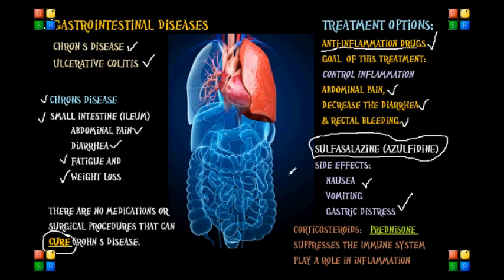Now, corticosteroids such as prednisone can also be given to our patient. In relation to Crohn's, corticosteroids basically suppress the immune system, and the immune system's response in the body in some way plays a role in the inflammation.